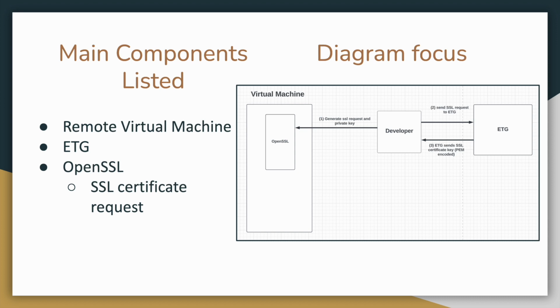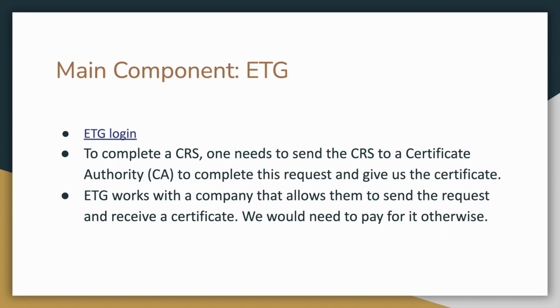to get this request. So the main components: ETG, here we have an ETG login, and to complete the request, one needs to send the request to a certificate authority to give us their certificate. Like I said earlier, ETG works with a company that allows them to send the request and receive the certificate. Otherwise, we would need to pay for it.